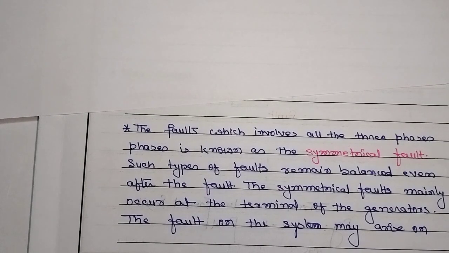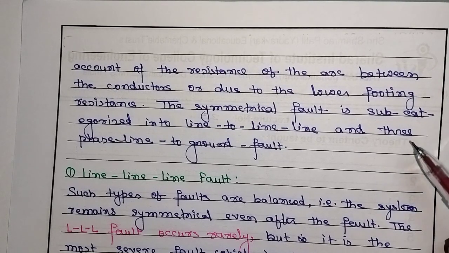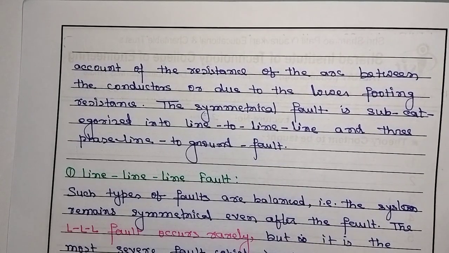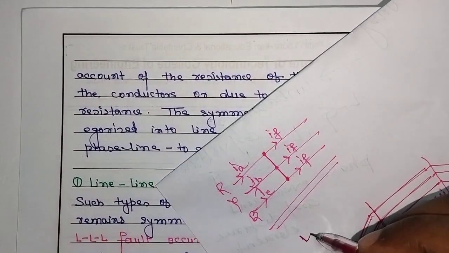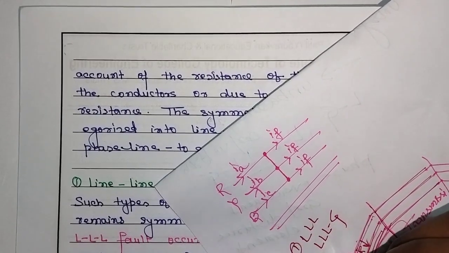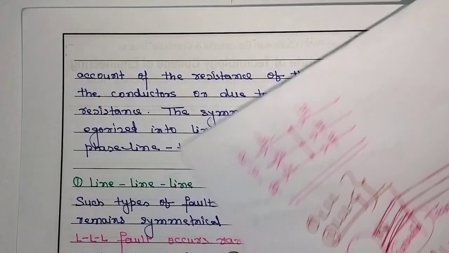Next point that we have: the fault on the system may arise on account of the resistance of the arc between the conductors or due to the lower footing resistance. The symmetrical fault is subcategorized into line to line to line and line to line to line ground faults. So it is categorized into two types. The first one is the triple line fault and the second is the triple line to ground fault. We'll see the two in deep discussion.